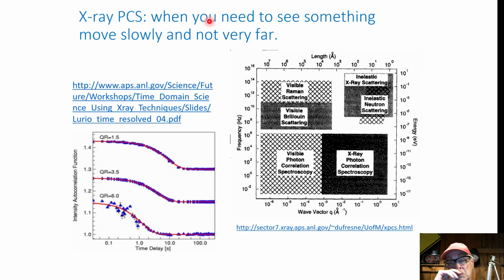I told you I'd say a little bit about X-ray photon correlation spectroscopy. X-ray implies pretty high spatial frequencies, so that means you're looking at short distances. The detectors are not incredibly fast like the detectors we have in visible light scattering. So if you need to look at something that's moving not very far and doing it pretty slowly, this is a pretty powerful technique. And you see the same kind of curves that we're used to seeing by now.